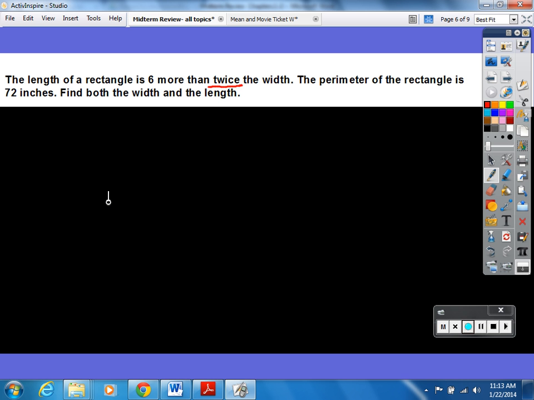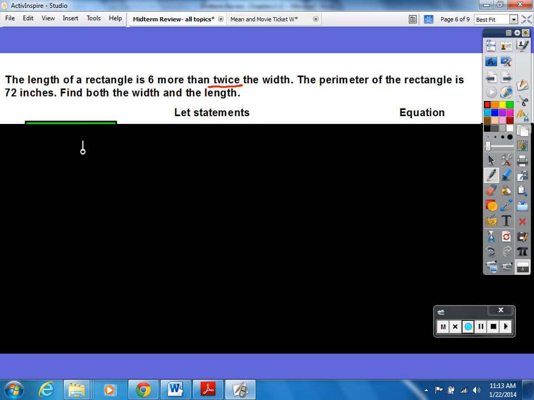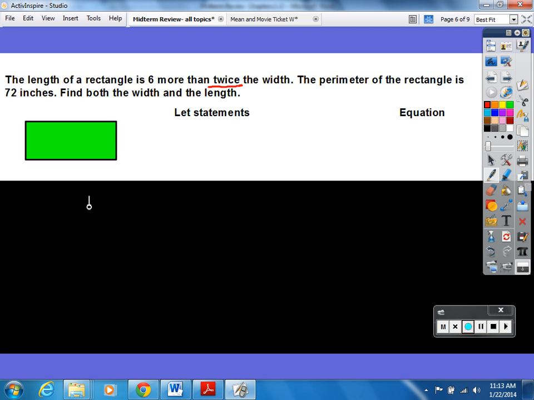You know that my first step is to always start with a visual. And so here is my picture, and I'm just going to label things up. If I know that the length is 6 more than twice the width, I'm doing a word-for-word translation: 6 plus 2W, which means that here is our W. Now my let statement. We know that W is going to be the width, and we know that 6 plus 2W is going to be the length.